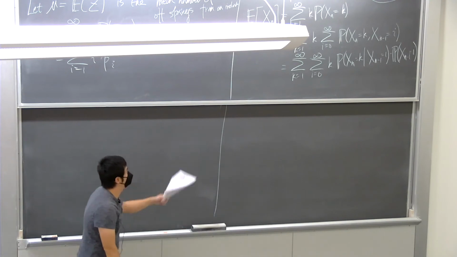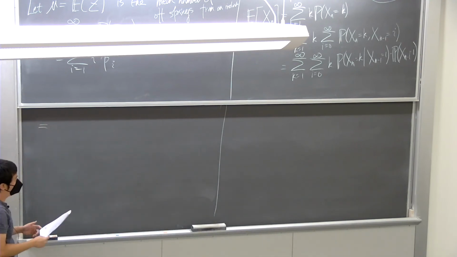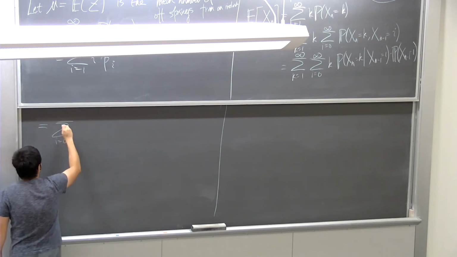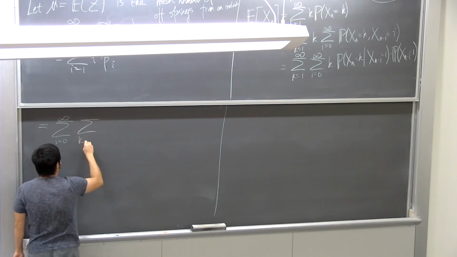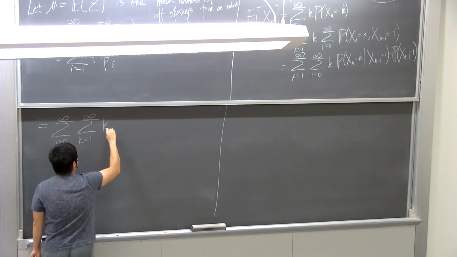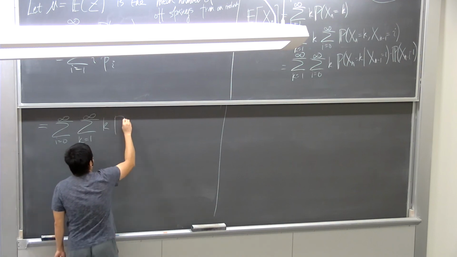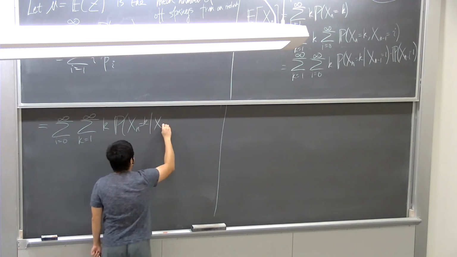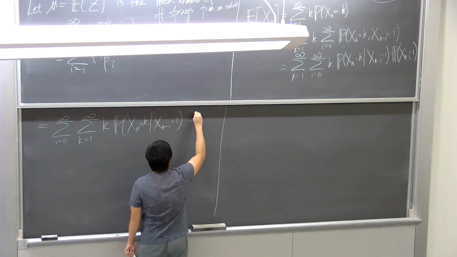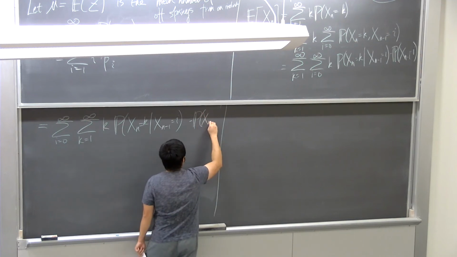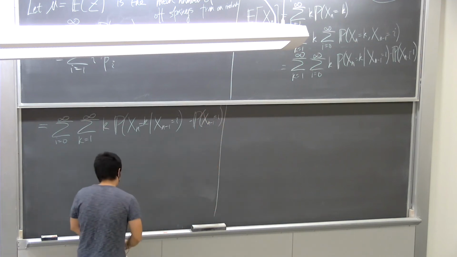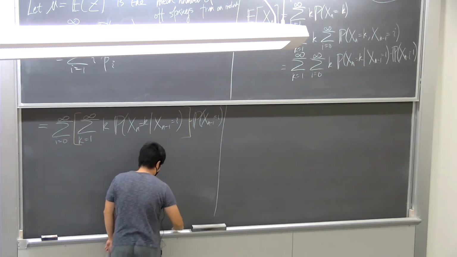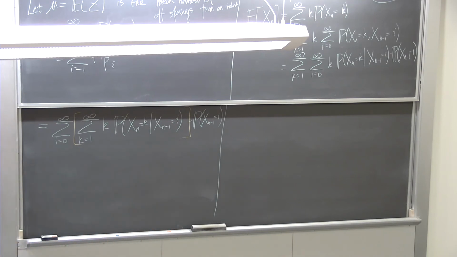Okay, so continuing from there, now let's switch the order of the sum. So we have the summation i goes from 0 to infinity, summation k goes from 1 to infinity, and then we have k, and then the probability that X_n is k, given X_{n-1} is i, and then times the probability that X_{n-1} is i. So now what we can do is look at this sum here. What is the sum inside the bracket?